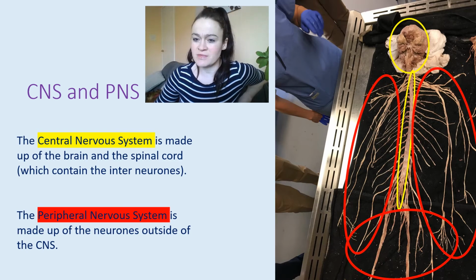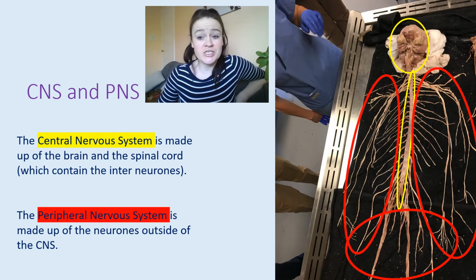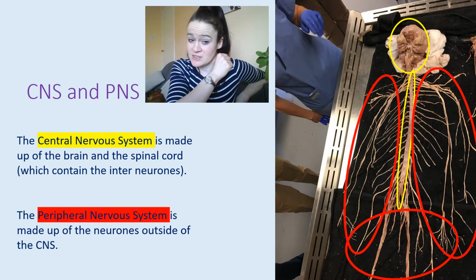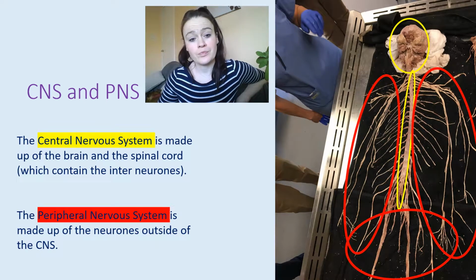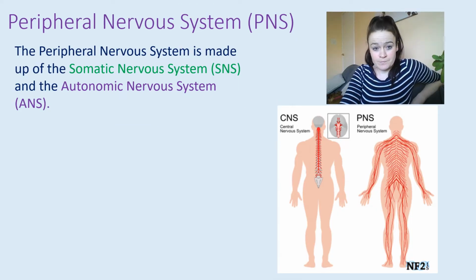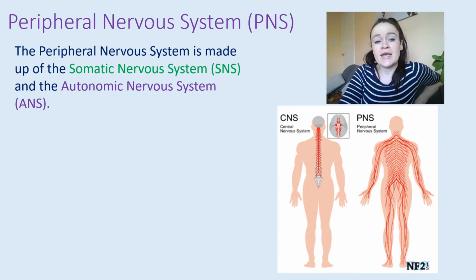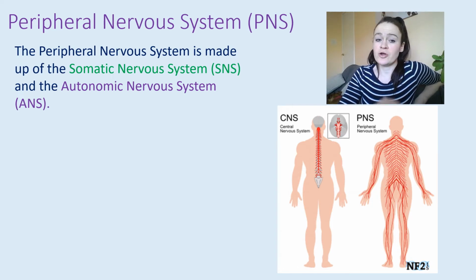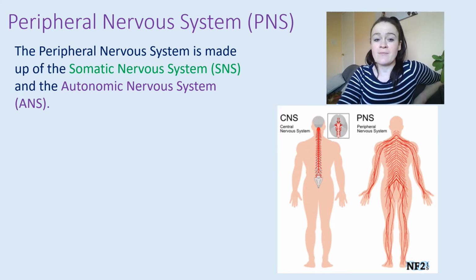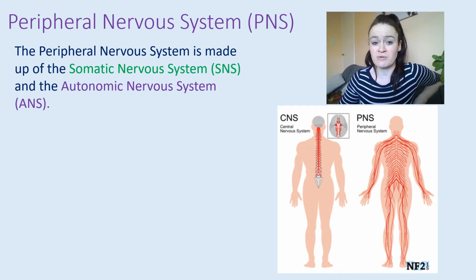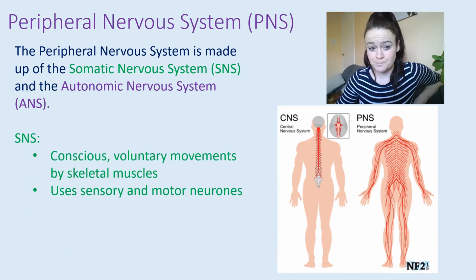And then the peripheral nervous system, as I said, is basically any nerve not in the central nervous system. We're going to just focus on the peripheral nervous system. So the peripheral nervous system can actually be split up further. There are two systems that contribute to the peripheral nervous system. We've got the somatic nervous system and the autonomic nervous system.